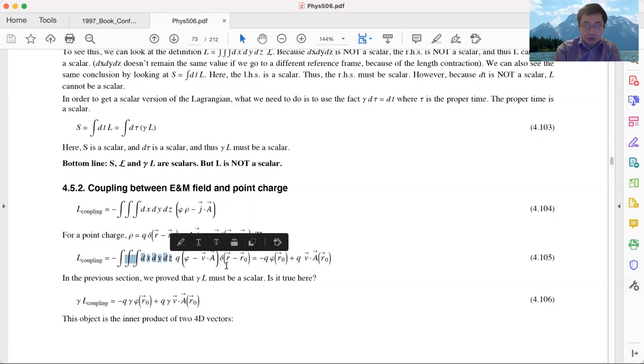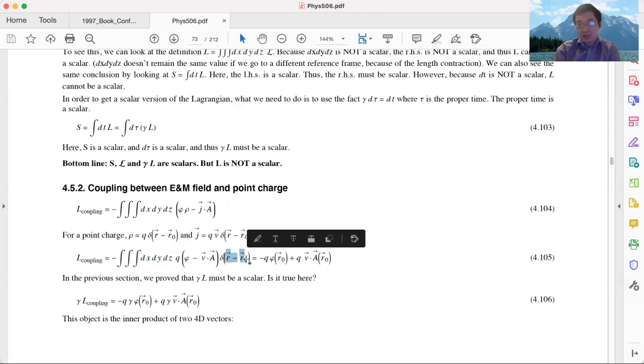The 3D integral of a delta function is really easy. We just replace all the r by r0. That's it. So I have Q, the minus sign is from the definition, Q times phi. And this phi is the scalar potential at r0. r0 is the location of my charge, and this comes from the delta function.